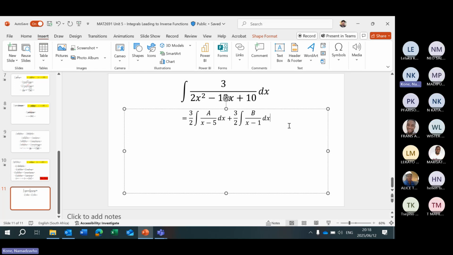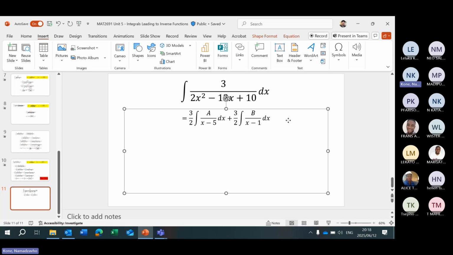So is there anybody who has got a question with what we have on the screen now? Everybody's happy. So what we did here is that we have taken out the 3 and we factored out a 2 at the bottom and we remained with x squared minus 6x plus 5. And x squared minus 6x plus 5 can be factored into x minus 5 into x minus 1, which can be done as partial fractions.